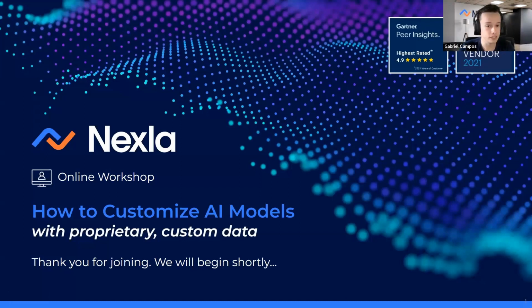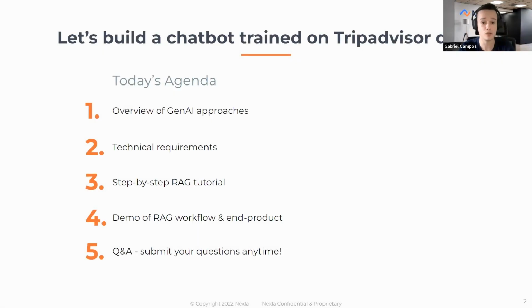And today I'll be leading this workshop on how to customize AI models with proprietary and custom data. So today we're going to embark on a detailed journey through the process of creating a sophisticated chatbot that is based on TripAdvisor reviews using retrieval-augmented generation, or RAG. Our agenda is structured to give you a comprehensive understanding of the process.